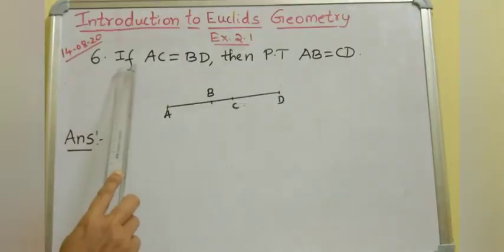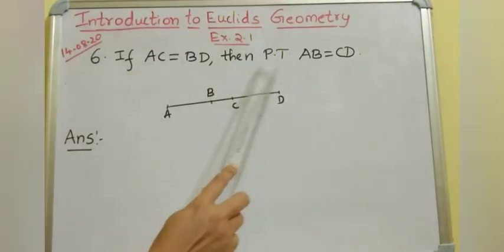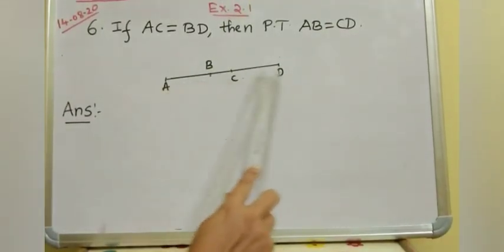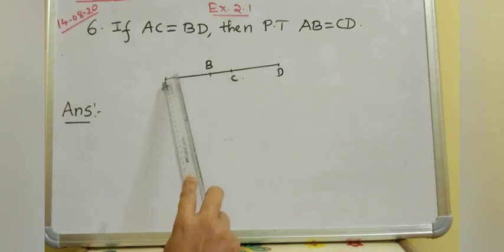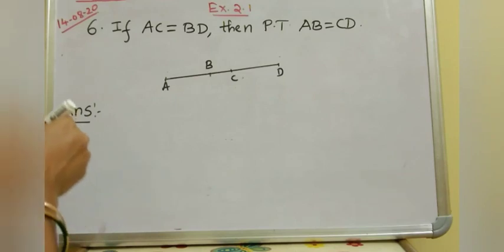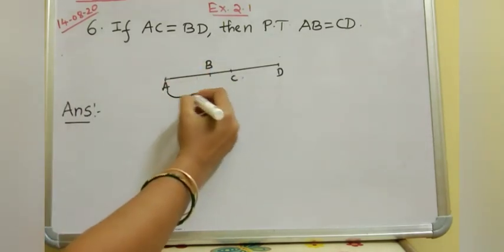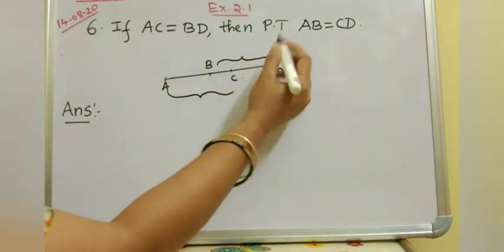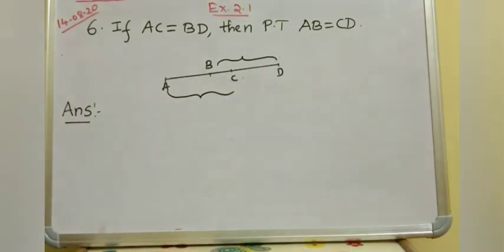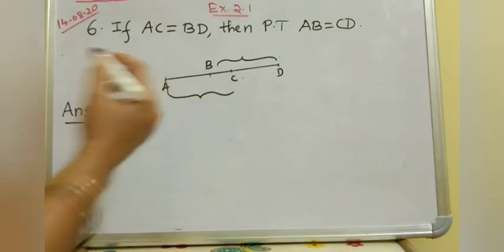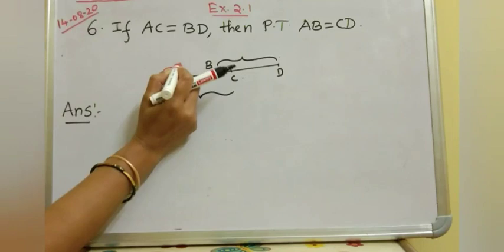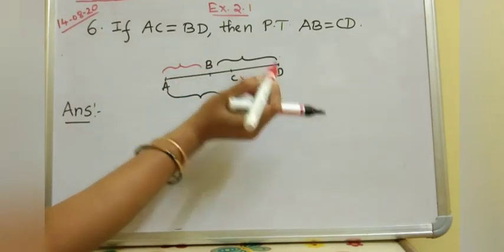Next question: If AC is equal to BD, then prove that AB is equal to CD. So what is given here? A line segment, that is AC is equal to BD. So I will show here AC is equal to BD. Now what you have to prove here? AB is equal to CD. So how to prove this?